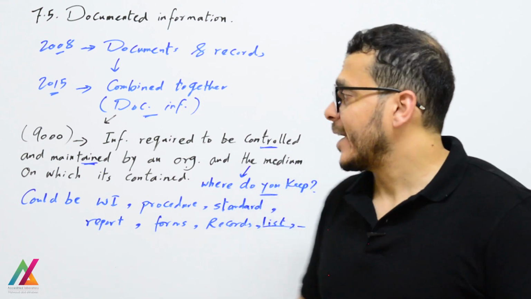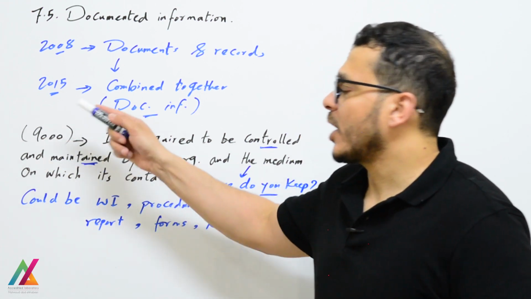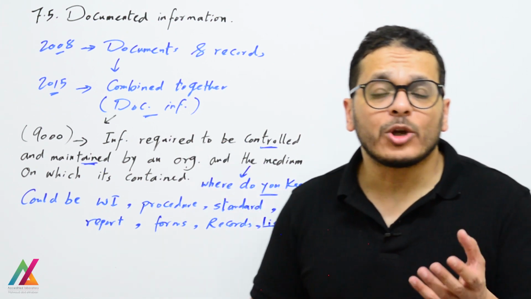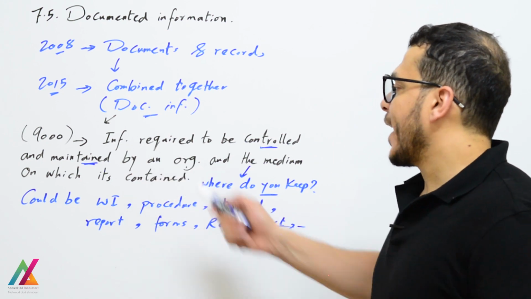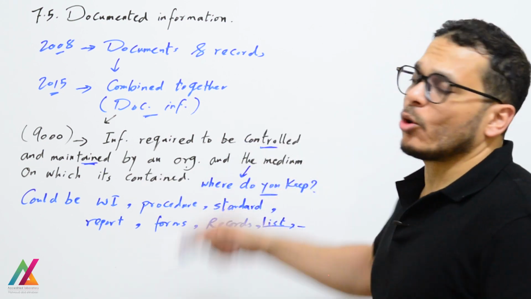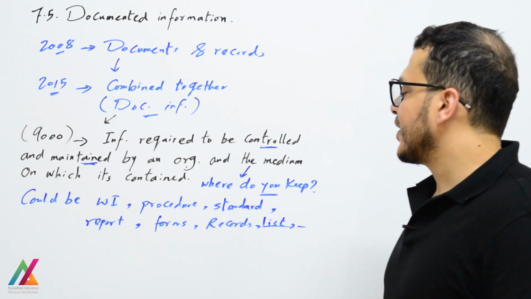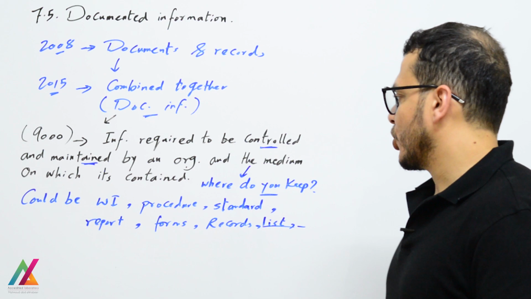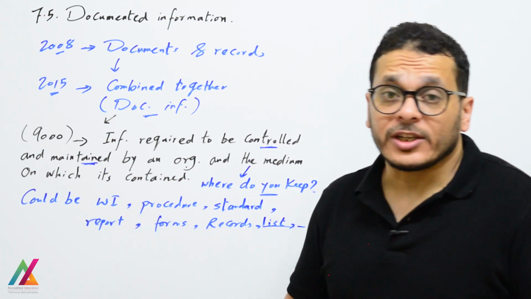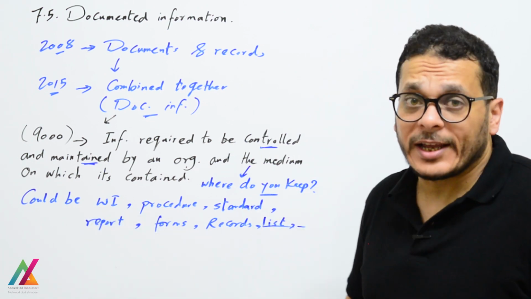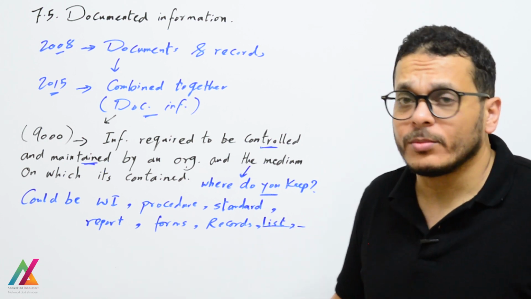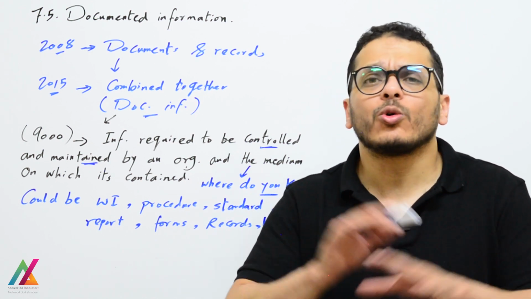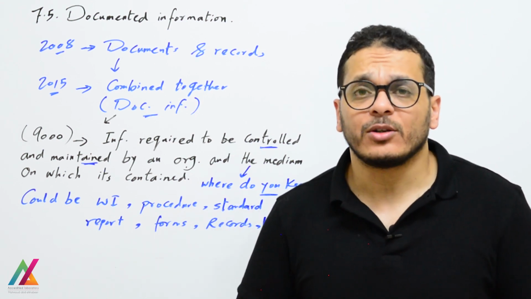Documented information, as defined in ISO 9000:2015, is information required to be controlled and maintained by an organization, and also the medium on which it is contained, meaning where you keep this documented information. It could be a work instruction, procedure, standard or guideline, report, records also, list, or any other documents inside the organization. All of them now have the name of documented information.